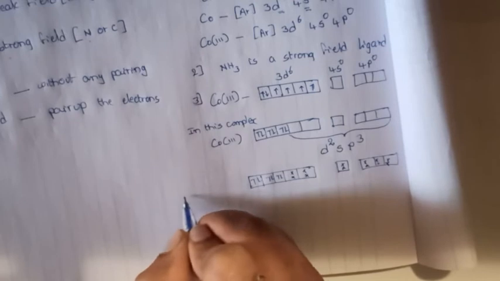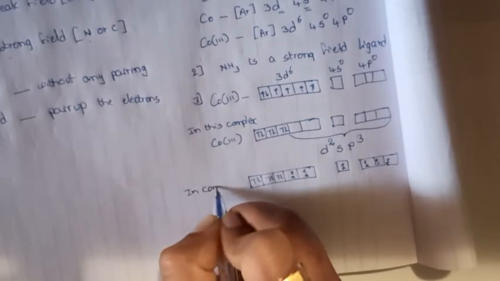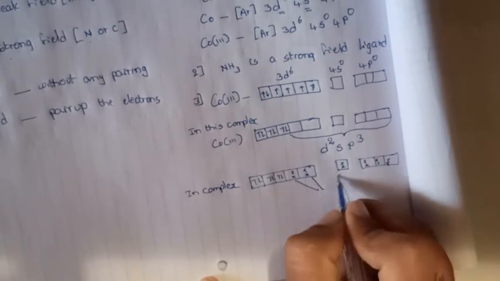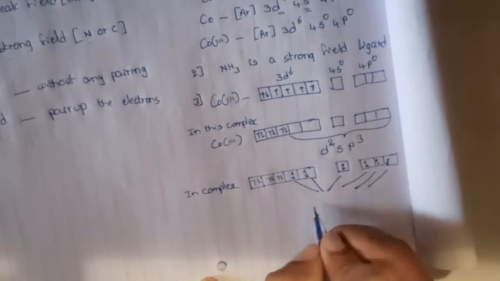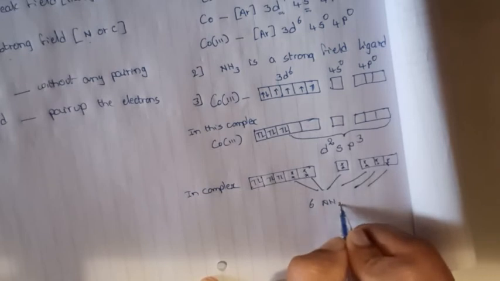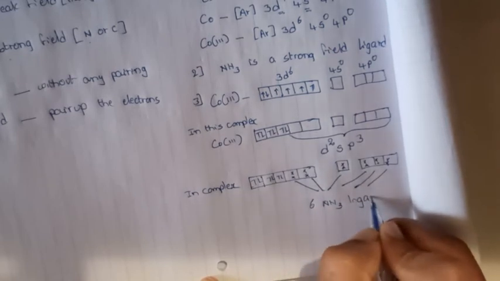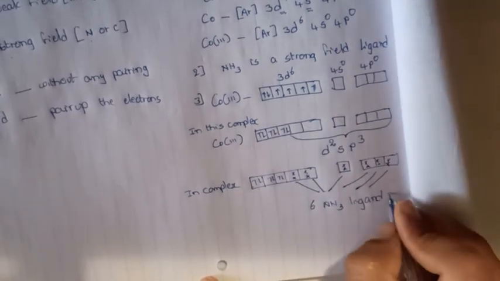These 6 hybrid orbitals will be occupied by 6 electron pairs given by the 6 ammonia ligands. So this is the way of filling electrons in the complex. From where did we get these 6 electron pairs? From the 6 ammonia ligands. Each ligand donates a pair of electrons.